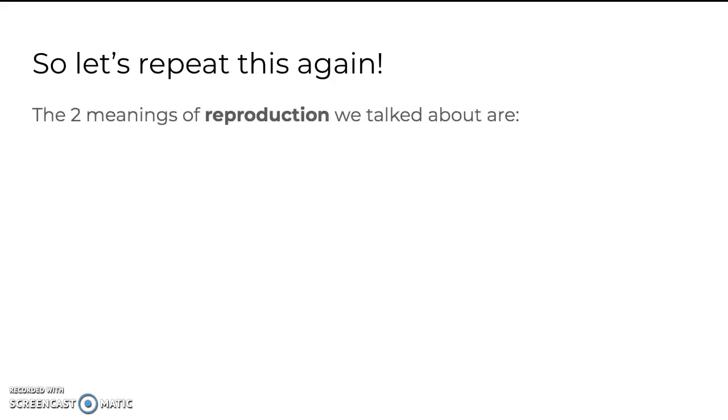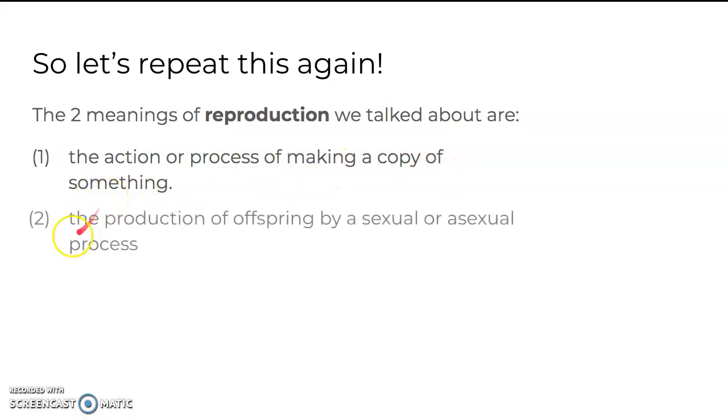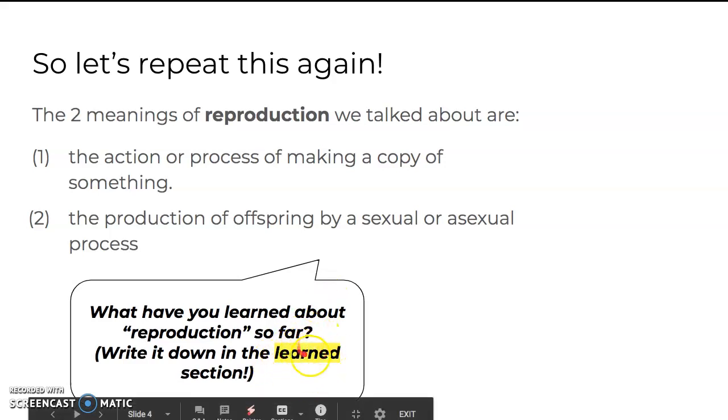Okay, so the 2 meanings of reproduction we talked about are 1, the action or process of making a copy of something. 2, the production, which means to make, of offspring by sexual or asexual process. And as we're reading it, it sounds like we're saying the same thing, but keep in mind there is a space here, okay? These are 2 separate words. So what have you learned about reproduction so far? Write it down in your learned section.